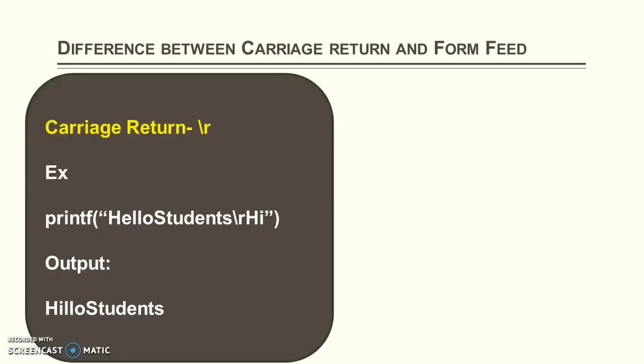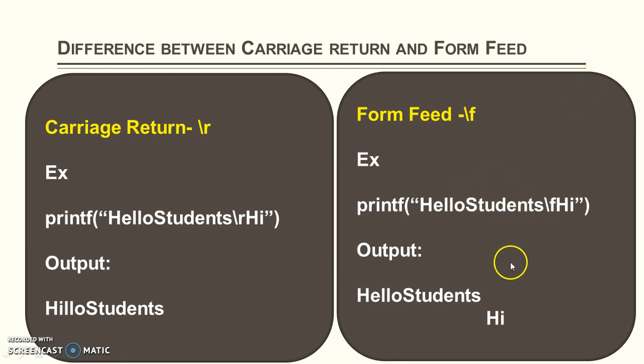Suppose you are writing printf hello students \r hi. That means we are using a carriage return. So what will happen? It will go to the starting and overwrite whatever you have written after \r. Here "he" will be replaced by "hi". You can see the output over here. While in a form feed, it will go to a new line and give the space that was given in the previous letters. Suppose here we are writing hello students \f hi. After this it will go to a new line and it will feed the number of spaces that were given before \f, and then it will print whatever is written after \f.